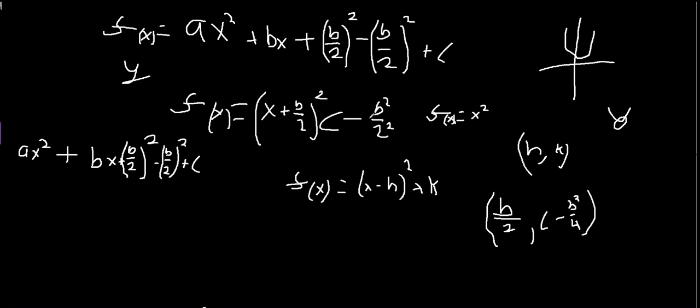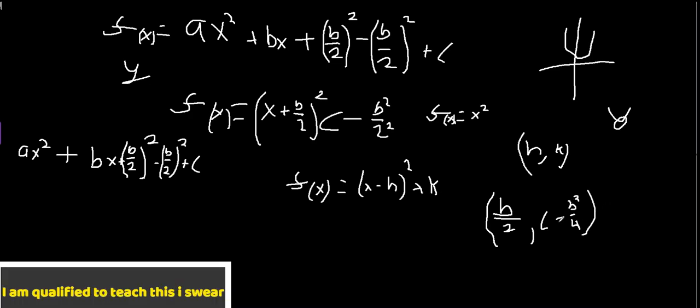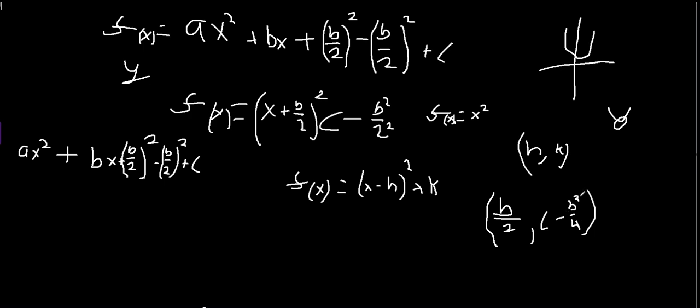But we know that it's shifted left by b over 2 because it's an additive sign, when the actual standard form is a negative sign. And that it is doing something up and down. I don't know, it depends on if b over 4 is greater than c. But you know what I mean. You're catching what I'm laying down here.